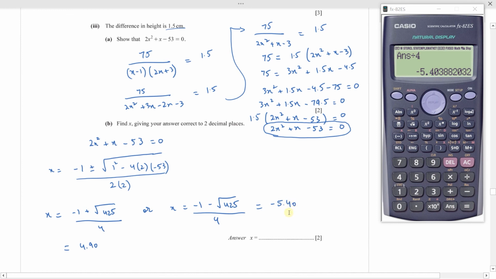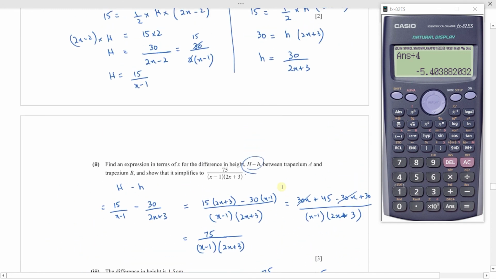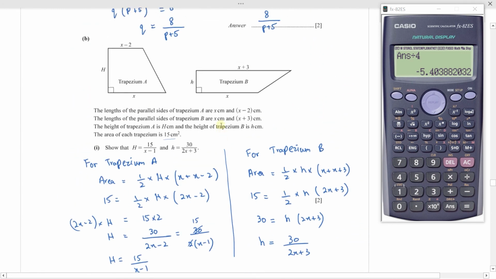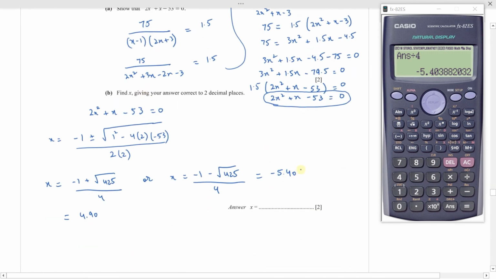But if you look at what x is, x is this length of parallel side, and x is also this side of this trapezium A. So the length of a side of a trapezium cannot be a negative value, right? So this value here is not applicable. We will use this value and this will be our actual answer, 4.90.